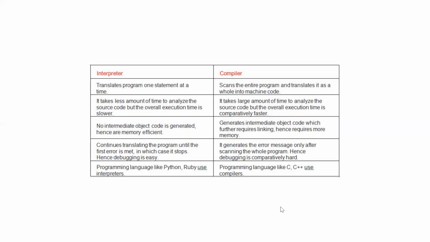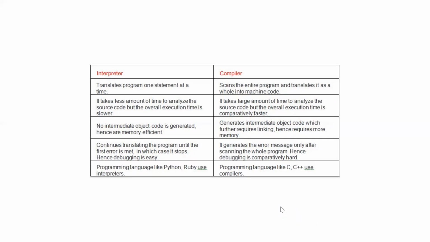Whereas an interpreter continues translating the program until the first error is met, in which case it stops. Hence debugging is easy. A compiler generates the error message only after scanning the whole program. Hence debugging is comparatively hard, right?